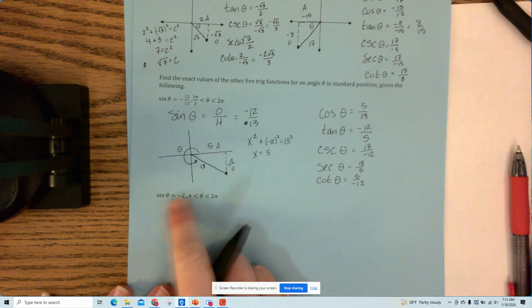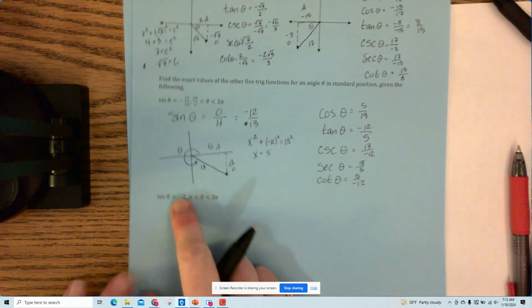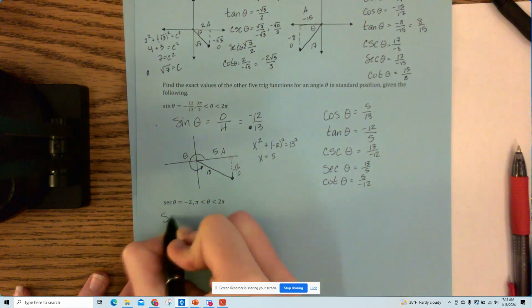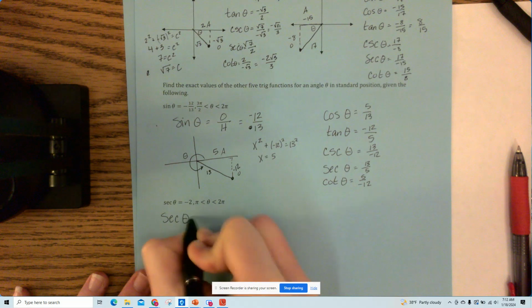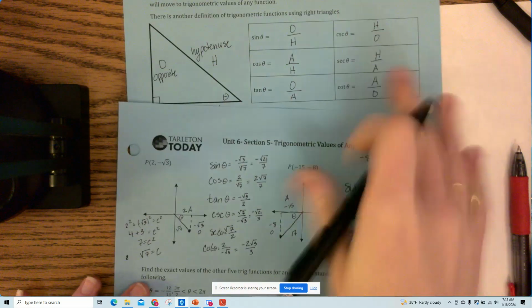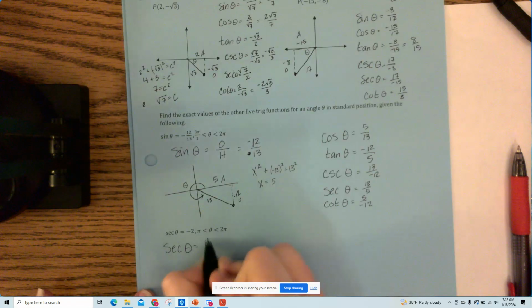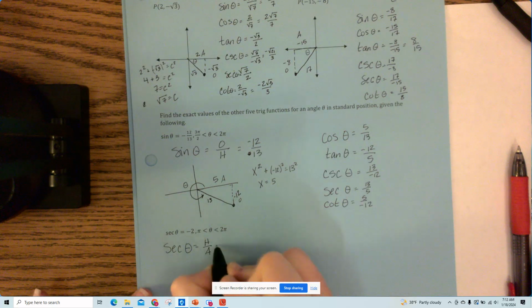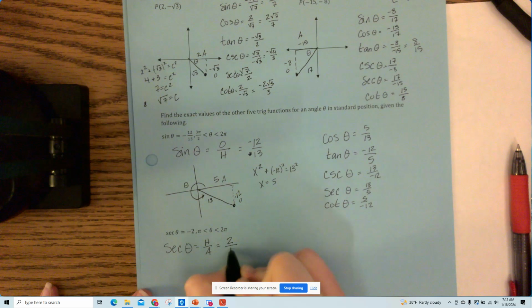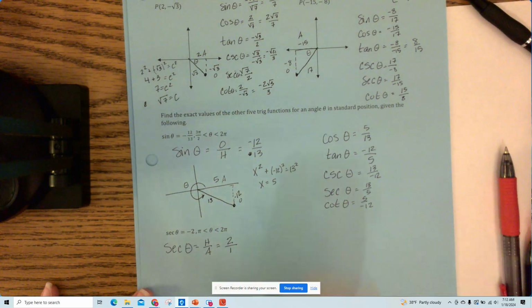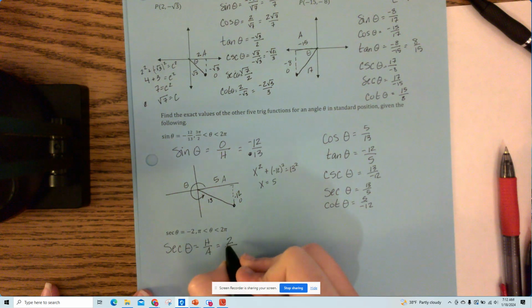Okay, secant of an angle is negative 2. So we know that secant of an angle is hypotenuse over adjacent. And then we know this value, negative 2, is 2 over 1. The hypotenuse cannot be negative. Okay, that's not a possibility.